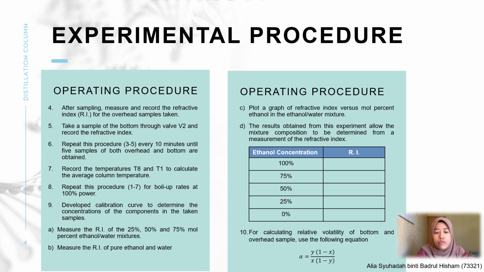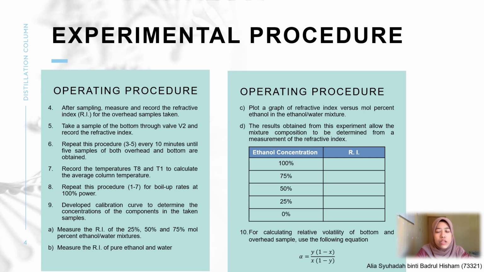Develop a calibration curve to determine the concentration of the components in the samples taken. Then, measure the refractive index of the 25, 50, and 75 mole percent ethanol in water mixtures. Measure the refractive index of pure ethanol and water. Then plot a graph of refractive index versus mole percent ethanol in the ethanol water mixture. The results obtained from this experiment allow the mixture composition to be determined from a measurement of the refractive index.